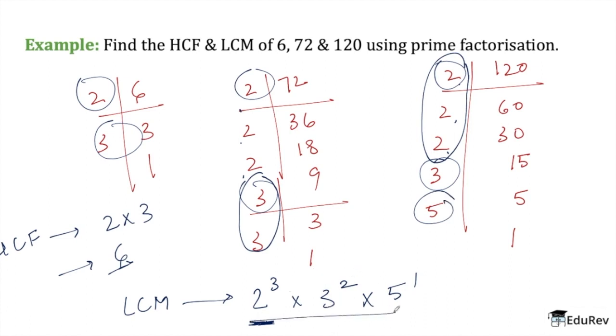This is going to give me what? This is going to give me 360, which is nothing but the lowest common multiple. So 6 here, sorry, lowest common multiple.